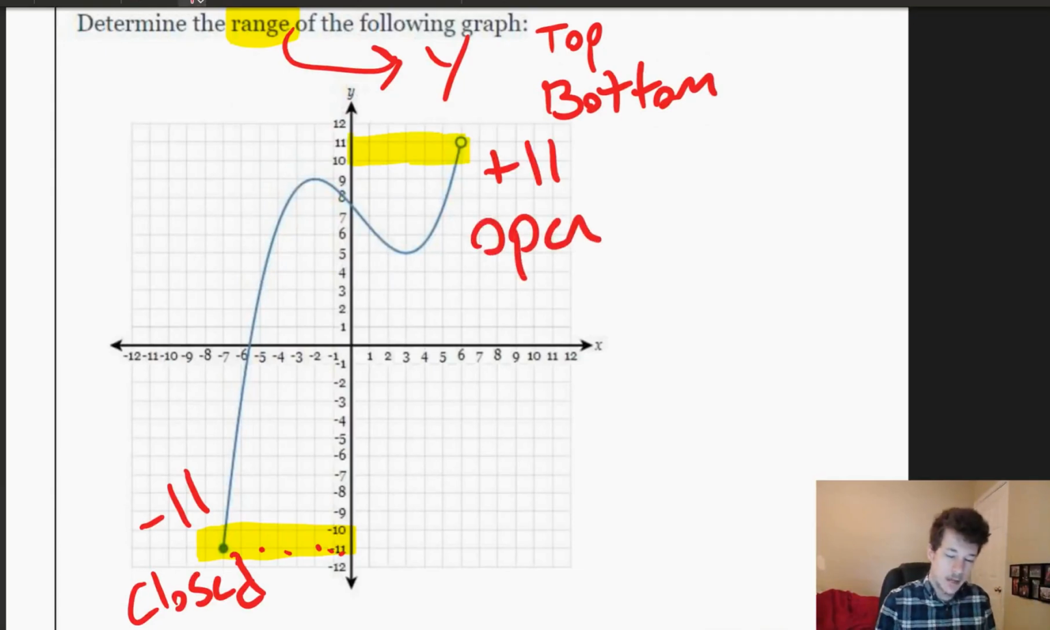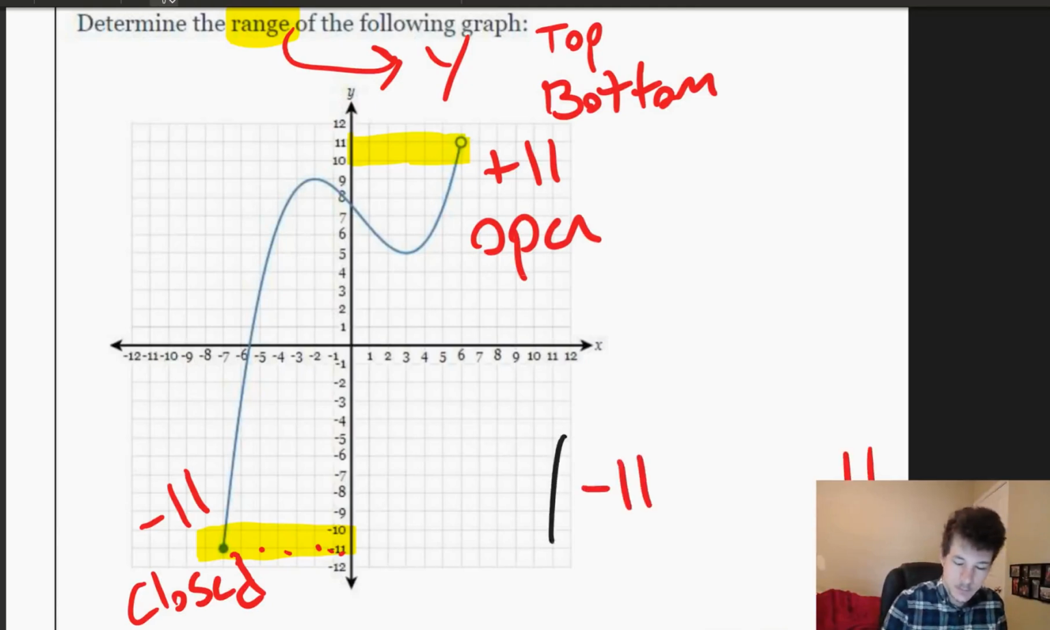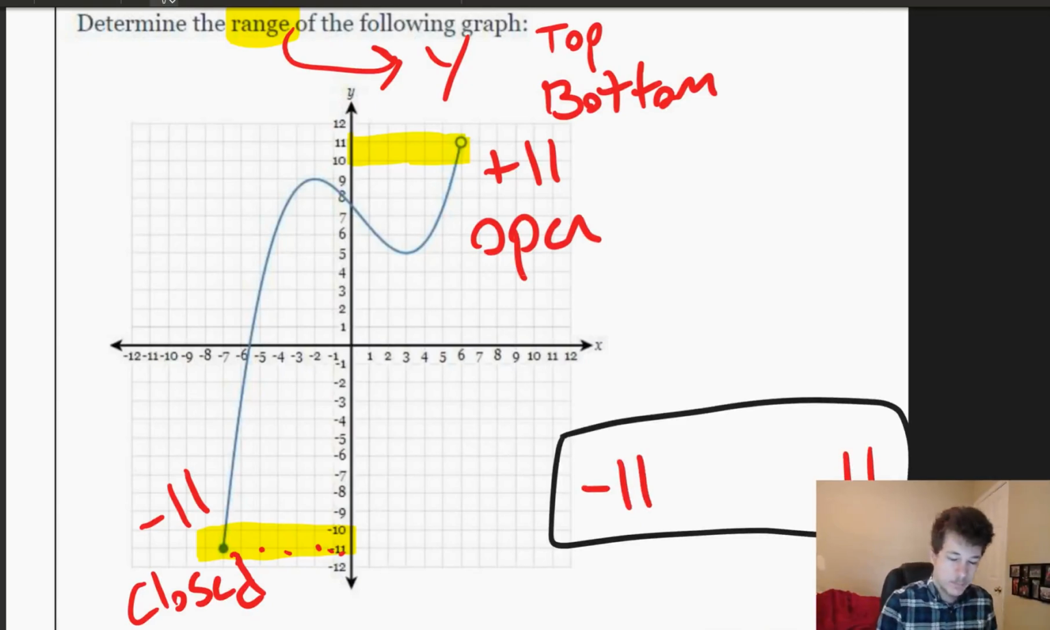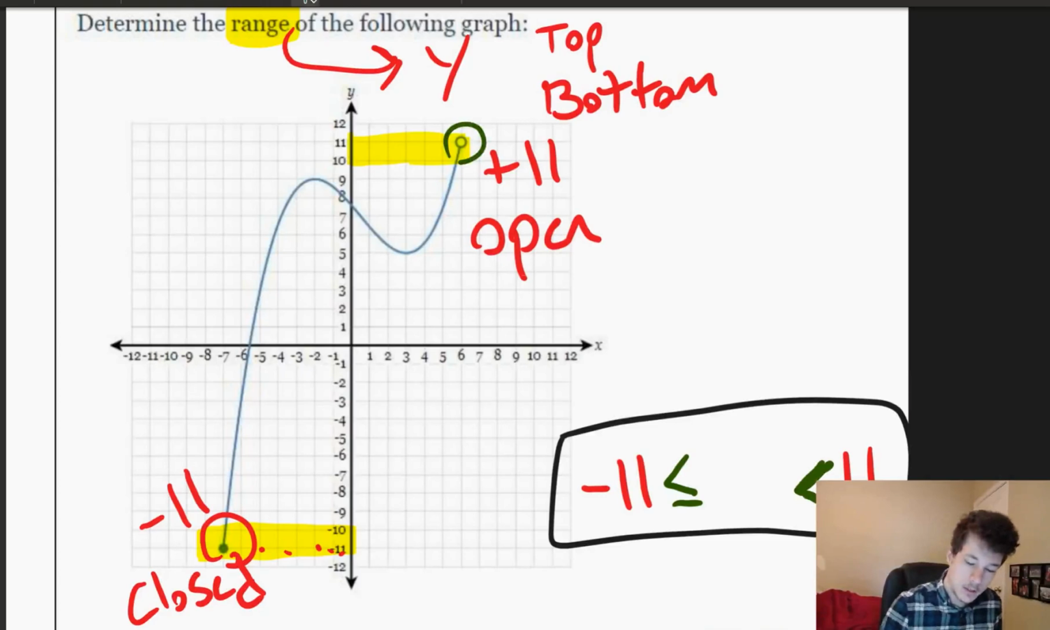Okay, so I'm thinking top and bottom here. So it goes from negative 11 to positive 11. And my final answer, that's the bottom and the top. Since the negative 11 on the bottom is closed, we have to use a less than or equal to. And since the positive 11 is open, we can only use a less than, not a less than or equal to. And since we're talking about range, we have to type y in the middle of that. So it's really that simple. Sometimes they'll try to trick you. We'll see if they can trick us in the next example.